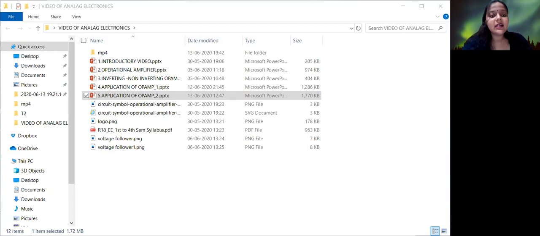Next is the differentiator circuit. Yes. So what is a differentiator circuit? As the name implies, the output voltage will be proportional to the derivative of the input voltage. The position of the capacitor and the resistor is just being reversed compared with the integrator circuit.